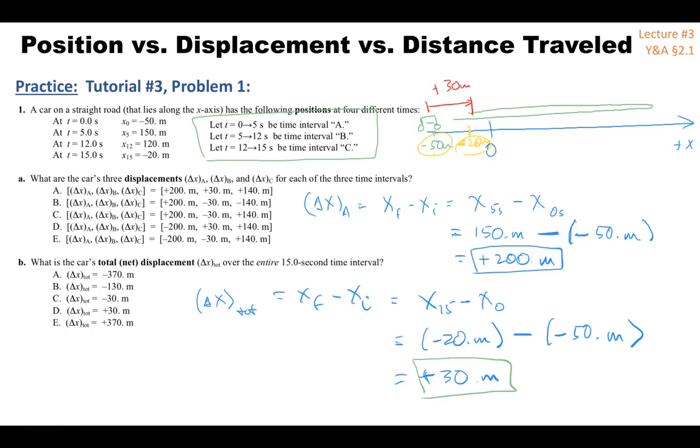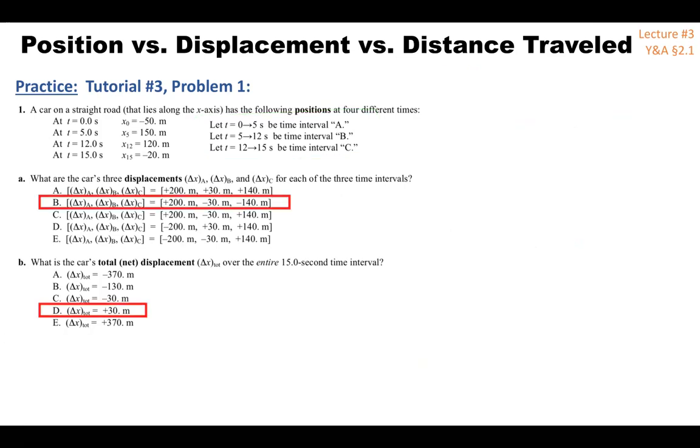Now, did it go there in a direct straight line path? No, it didn't. Over the whole 15 seconds, it went way off to the right, all the way out to 150 meters. Then it doubled back a little bit to 120, and then it came all the way back to negative 20. But when all was said and done, the net displacement at the end of everything was positive 30. So these are the answers for once you've calculated A, B, and C and the total.